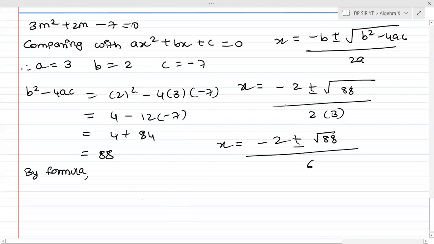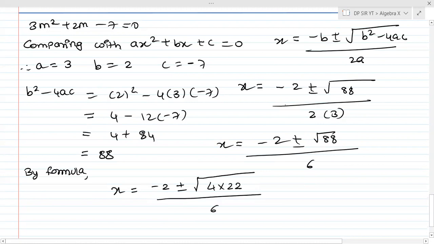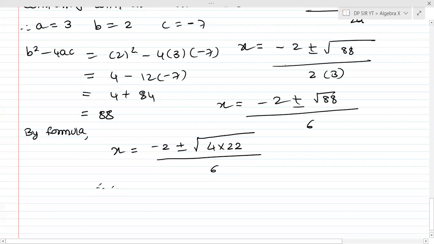Yes, this 88 is even, right? So you can also write it like this: -2 plus or minus under root of, this is nothing but 4 into 22, if I am not wrong, upon 6. Therefore, your x would be -2 plus or minus, and the root of 4 is 2, which comes out, 22 remains upon 6.